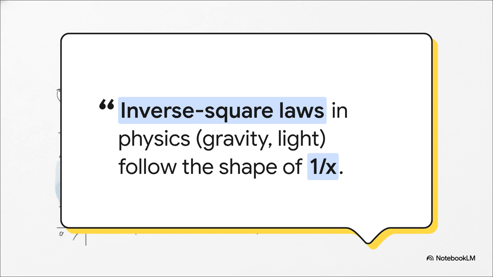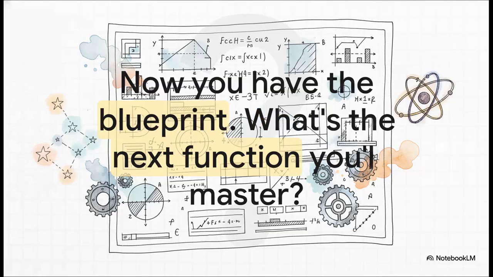The force of gravity, how bright a light is as you move away from it, the strength of an electric field, they all get weaker with distance and they follow this exact same curve. So by understanding this blueprint, you're actually understanding the language of physics. So there you have it. You've gone from a strange-looking graph to a powerful blueprint that lets you understand a whole family of functions and even some of the fundamental rules of science. Now that you've got this blueprint in your tool belt, the only question left is, what are you going to master next?